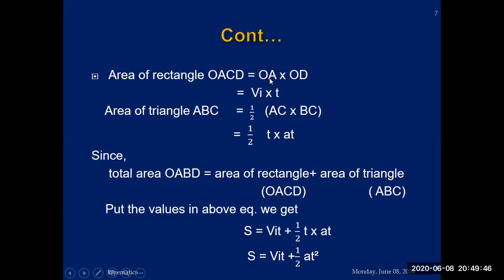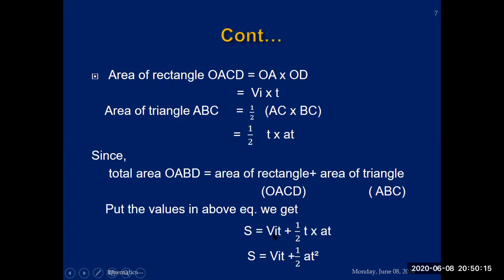And this is the technique used. You are calculating the area of the rectangle, this one. Then you calculate the area of the triangle, half AC into BC. That is the area of the rectangle, and this is the area of the triangle, which you have already done during your previous classes. So you will add the area of the rectangle with the area of the triangle. You will be calculating the total area, and you will see that S is equal to VIT.